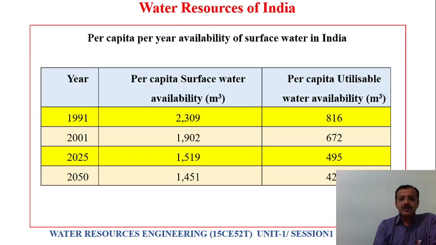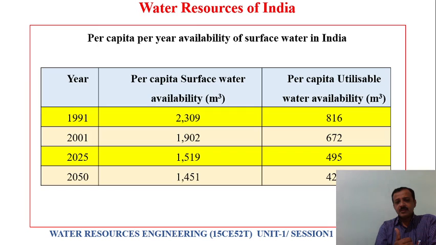This is the per capita annual availability of surface water in India. Per capita means how much water is available per person. In India, in 1991 it was 2309 meter cube, and per capita utilizable water availability is 816. So per capita surface water is 2309, but utilizable is 816. In 2001 it reduced to 1902. The estimate for 2025 and 2050 is 1451. You can see, decade by decade, the per capita surface water availability is reducing.